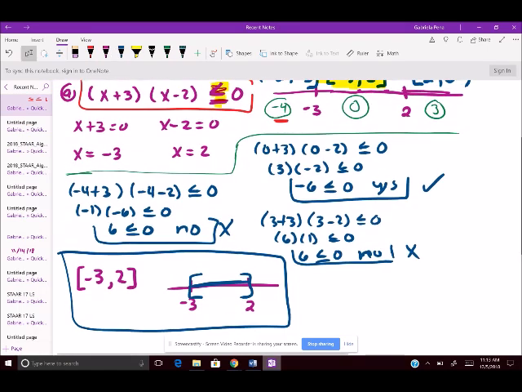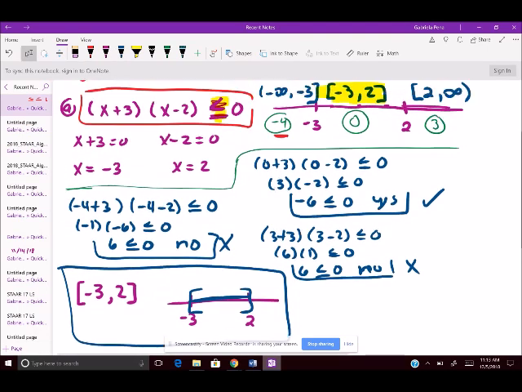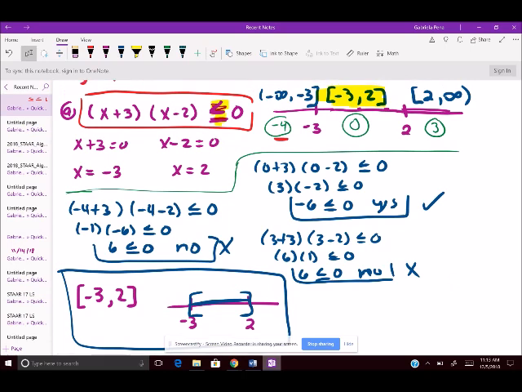So once again, the only number that worked was 0. 0 is between -3 and 2. So this is why it's there. Are we good? So easy, but it's very time consuming. Are we okay? Now, problem number 1 is like this, exactly like that.